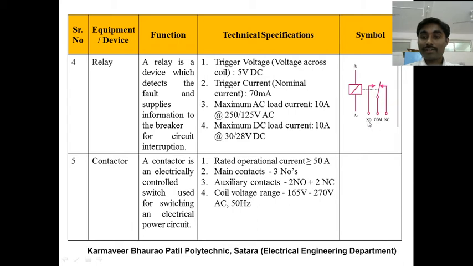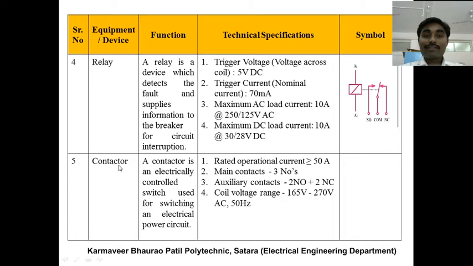Basically, a relay has 3 terminals: NO, NC and common. NO is normally open, common is the common terminal, and NC is normally closed. You can see here that the common terminal is connected to the NC terminal. This is the normally closed terminal.